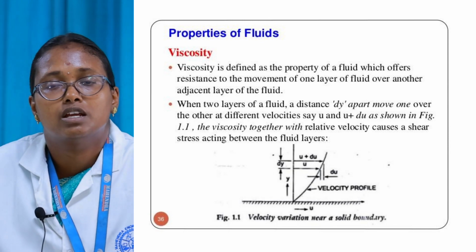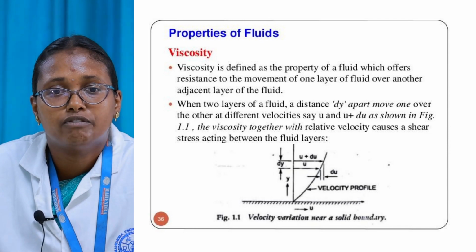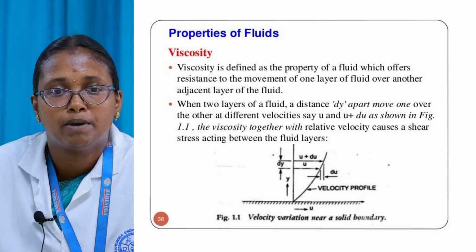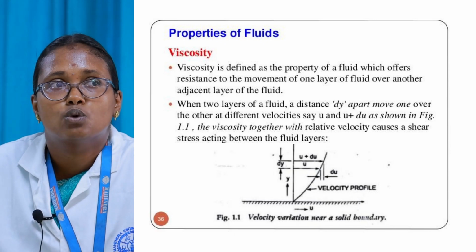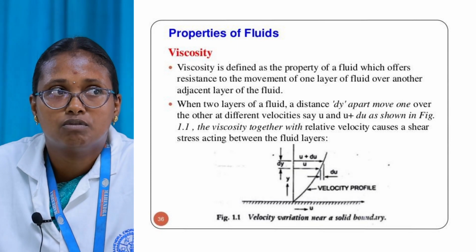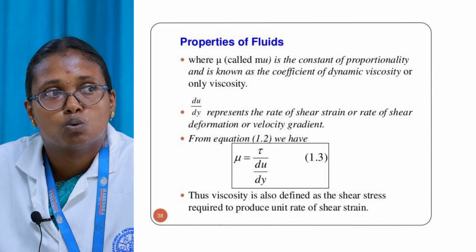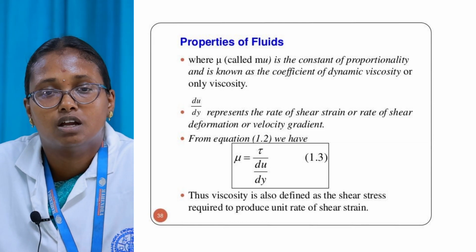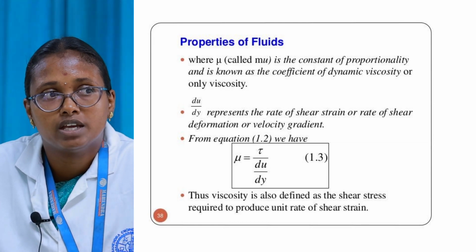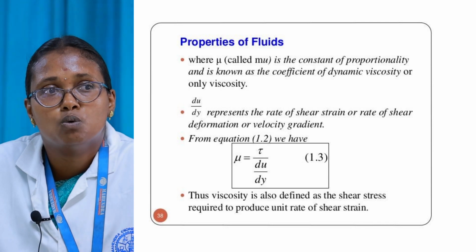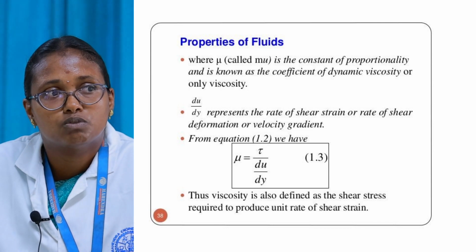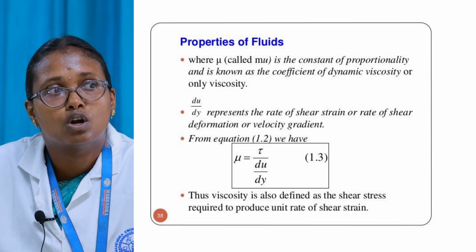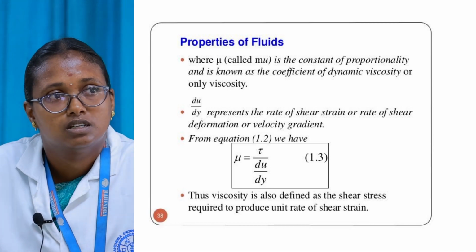Again, when one layer of a liquid moves over another layer of a liquid, molecular interaction happens. Due to this molecular interaction, internal resistance occurs, and that we call viscosity. So what is the unit of viscosity? Tau is equal to mu into du by dy, therefore mu is equal to tau divided by du by dy. This viscosity is also called dynamic viscosity.